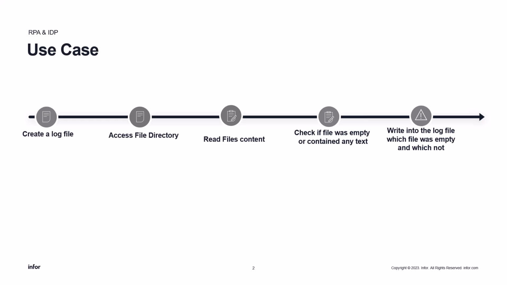Later, we will access a file directory and read the files within it to check if they are empty or contain any content. The flow will be finished by writing into the log file, summarizing our results of which file was empty and which file contained text.